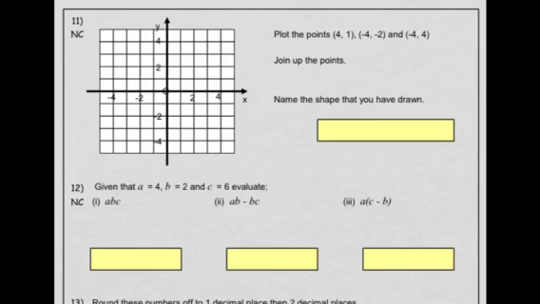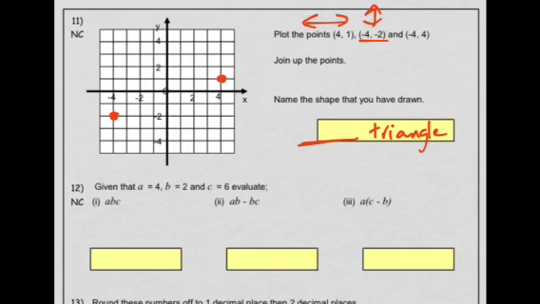Second side, plot the points. Remember, it's along first and then up or down. So plot the point 4, 1. Plot the point -4, -2. So that means you go left to -4, down to -2. I will allow you to plot the last one yourself, join them up and name the shape. Now I think we all know it's a triangle, but I'm looking for the word in the front. What type of triangle is it?